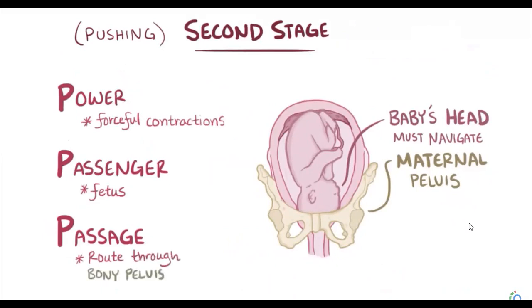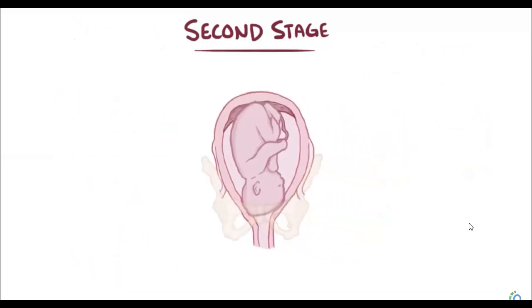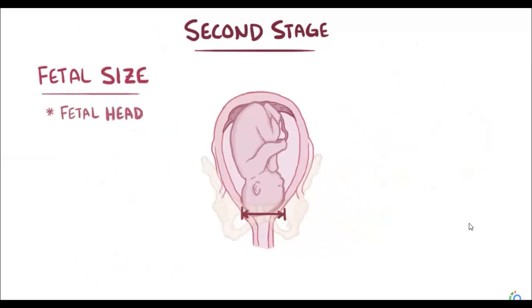pelvis. In fact, the relationship between the baby's head and the bony pelvis is so critical that human babies have evolved with unfused skulls, just so their head can be as large as possible and still successfully and safely make that passage through the pelvis into the world. Now, there are a few factors that determine how easy this passage is for the fetus. First is fetal size. The critical factor here is the size of the fetal head.